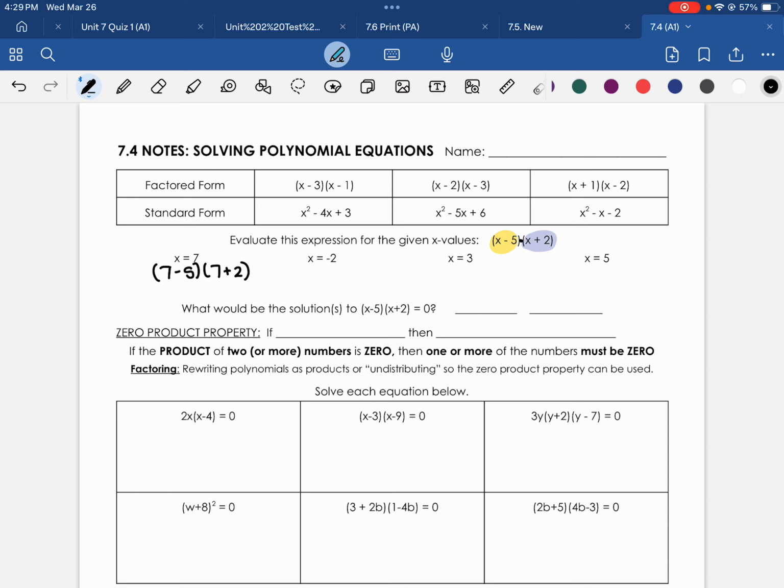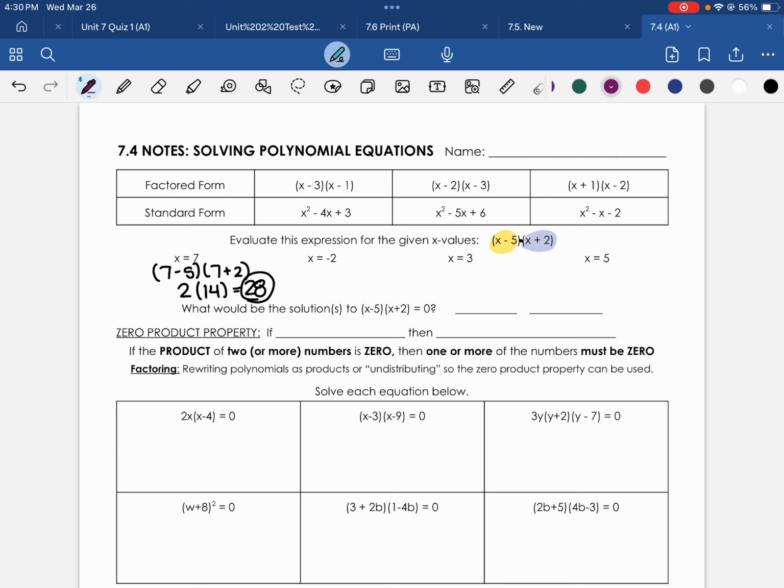Now, 7 minus 5 is 2. 7 plus 2 is 9. 2 times 9 is 18. Done. Not as hard as you thought it was going to be, was it?